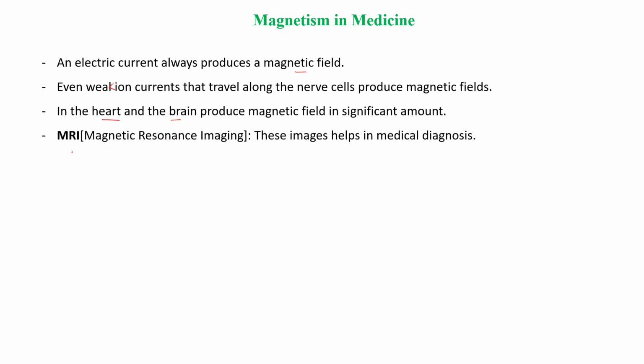Nowadays in MRI we use electromagnetic waves. You already know about resonance: when the frequency matches, resonance occurs. The image obtained by MRI is helpful for medical diagnosis, such as finding hairline cracks, small fractures and small tumors. So this is an advanced version of the CT scan.